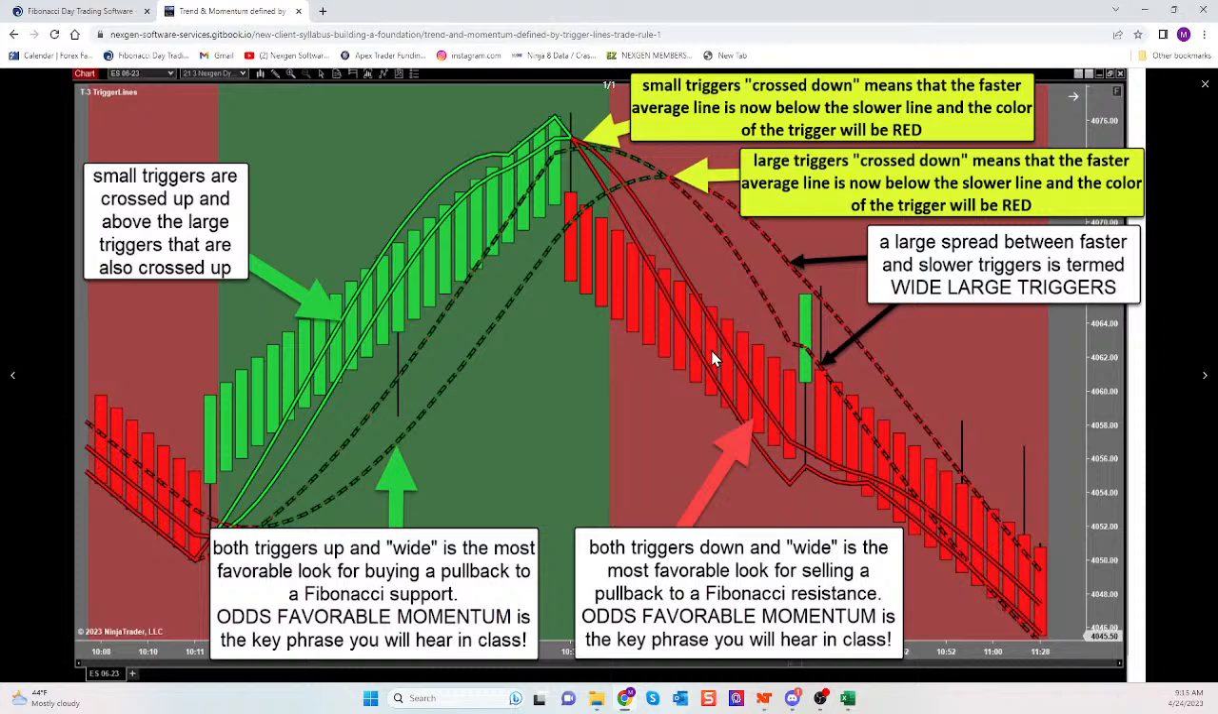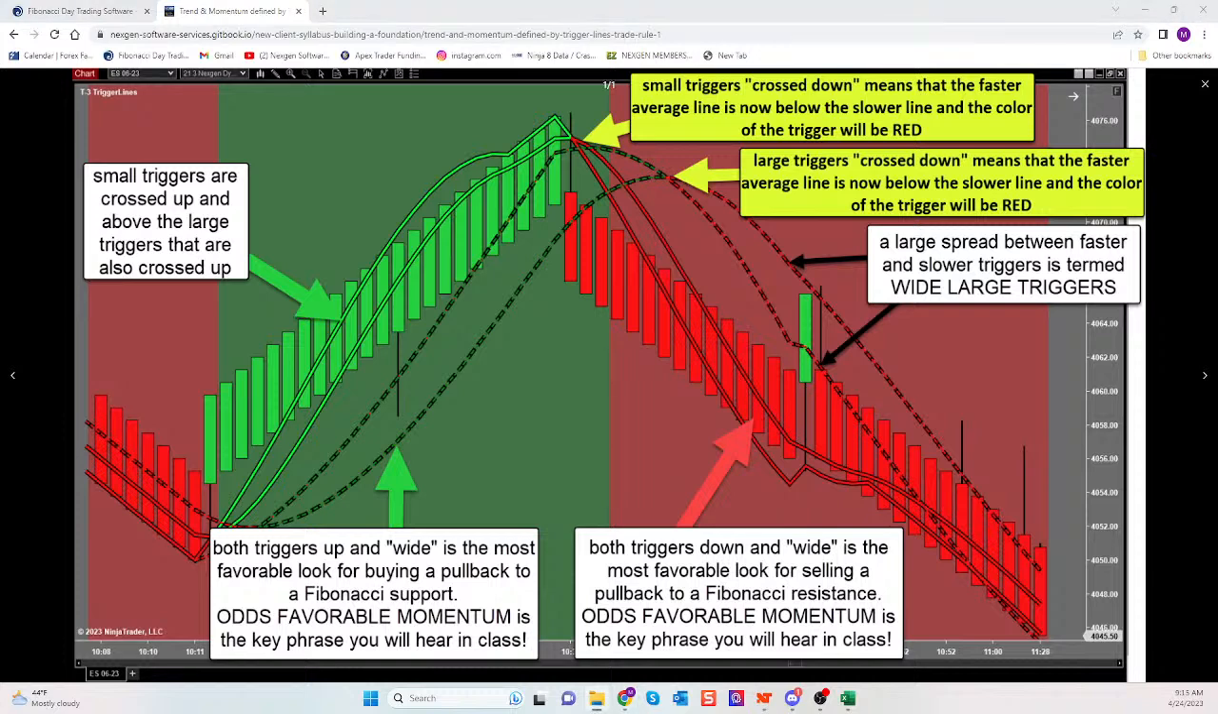In a downtrend, small triggers below the large triggers are wide. It's that space created between small and large that lets you know that the odds are favorable for the market to continue down. So strong triggers are going to provide odds favorable momentum. When those small trigger lines break back inside of the large triggers, we call it a weakening of the large triggers. And when the large triggers are weakened, anything can happen up or down. You really forfeit the advantage of momentum.